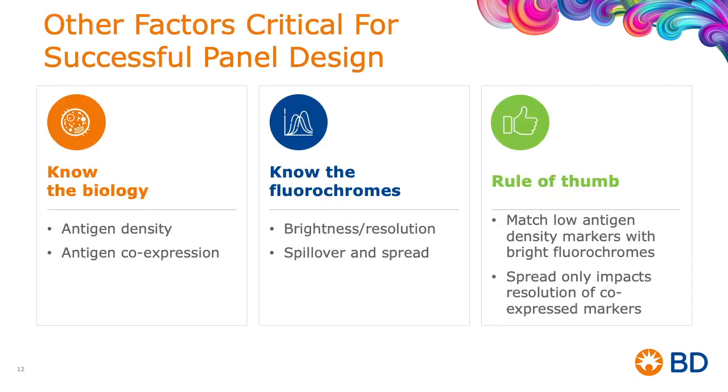So besides spread and spillover that we've discussed in detail, I also want to remind again that there are other factors critical for successful panel design. We need to understand the biology, the antigen density and co-expression, the fluorochrome, the brightness and the resolution, as well as the spillover and the spread. And we have some rules of thumb that we usually use for panel design. Match low antigen density markers with bright fluorochromes, and spread only impacts resolution of co-expressed markers.